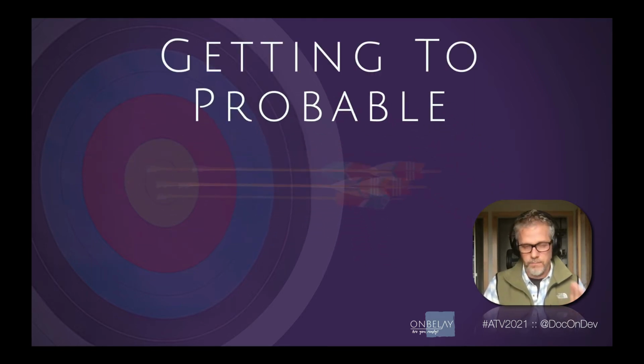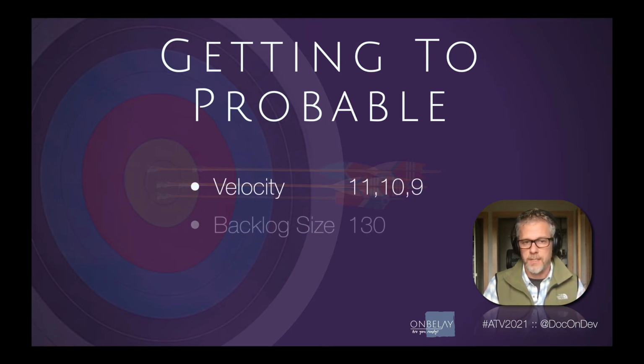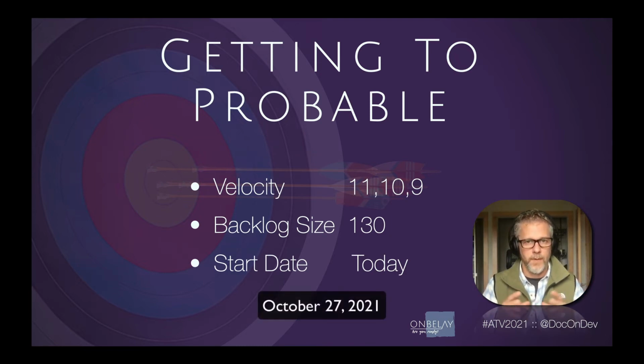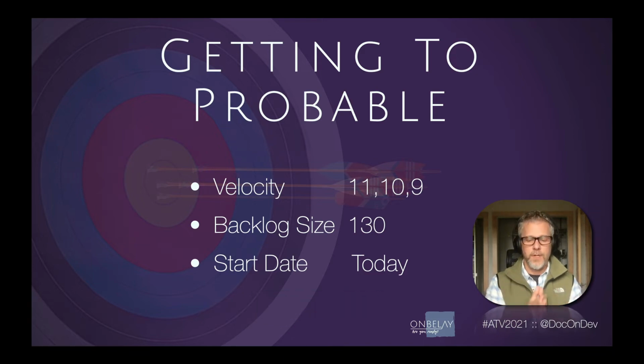So what you need to know is pretty straightforward. You need to know your velocity, your backlog size, and the date that you're forecasting from. I'm going to run a little mental exercise for you. The date today, by the way, is 10/27/21, so it's October 27th, 2021. The question is, can we get this done by January 26th, which happens to be 13 weeks from today?